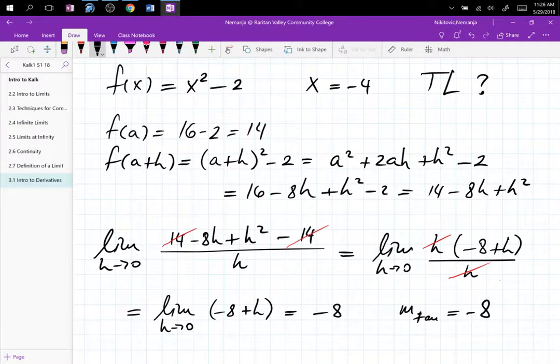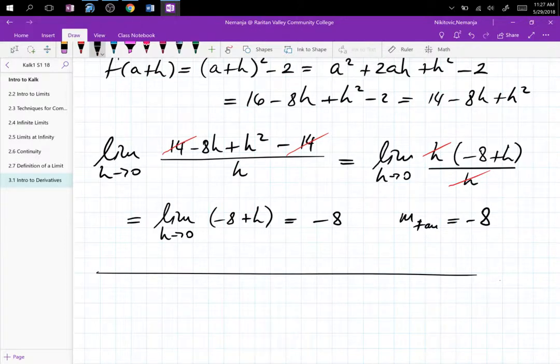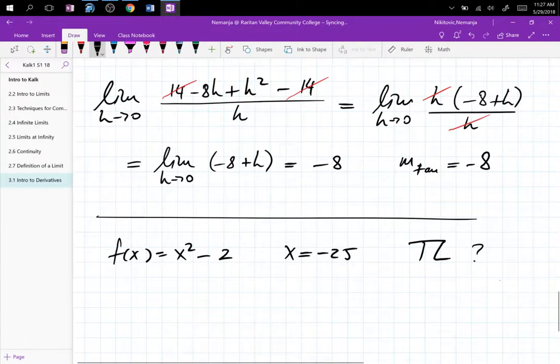It's the same procedure, just we had to go from scratch because we changed the point. Oh wait, I put x equals 4. I actually wanted x equals negative 25, sorry. So f of x is equal to x squared minus 2, but x equals negative 25. That's where we want the tangent line slope. So what's the slope there? All right, from scratch.